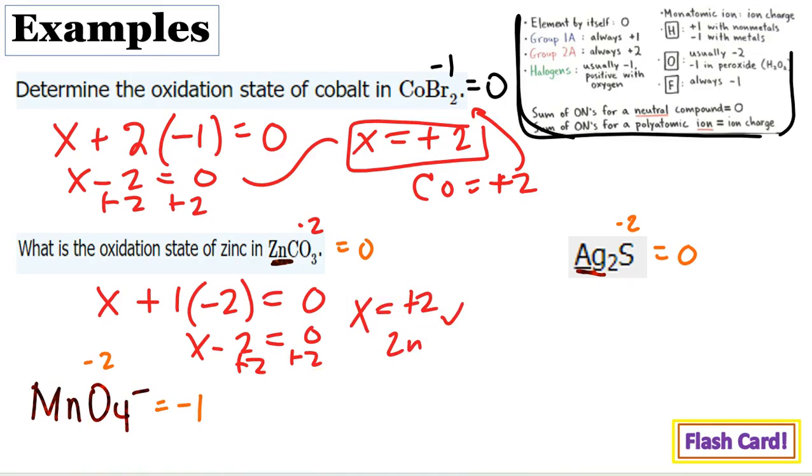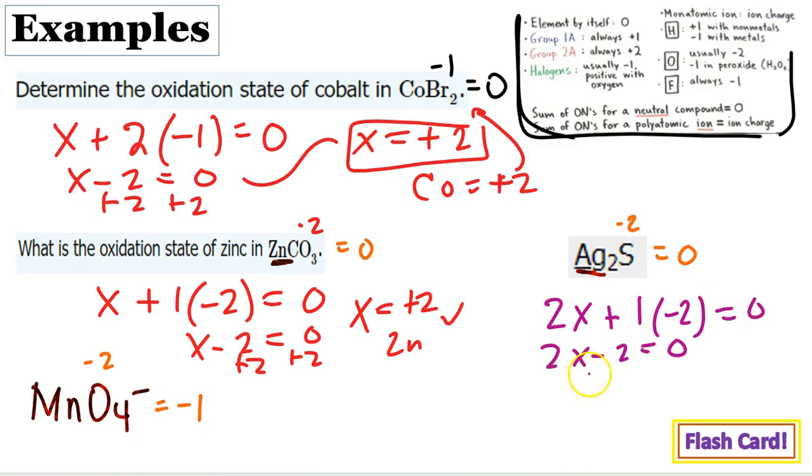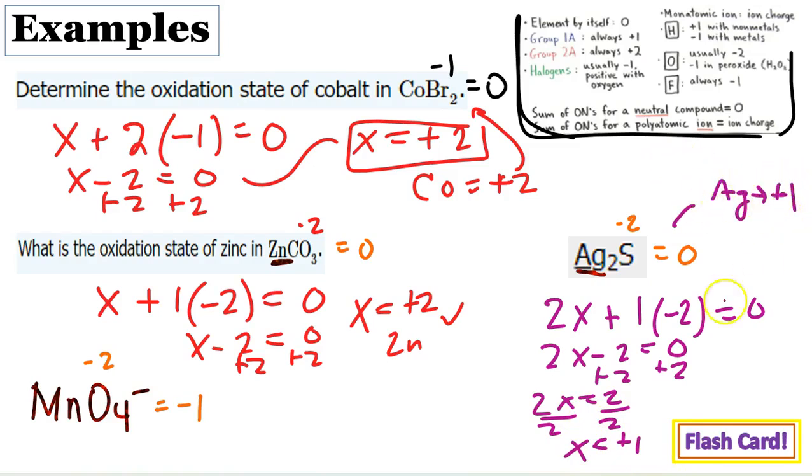Great. Now let's continue on with a different color here. So we are looking for our silver. Again, we know that our silver is going to be X, but there's 2 of them. So we have 2X plus 1 times a -2 charge for the sulfur is equal to 0. So 2X minus 2 is equal to 0. Okay, so we're going to add 2 to both sides. 2X is equal to 2. Divide both sides by 2. My X is going to be equal to +1. And so now my silver is therefore going to have a +1 oxidation number.